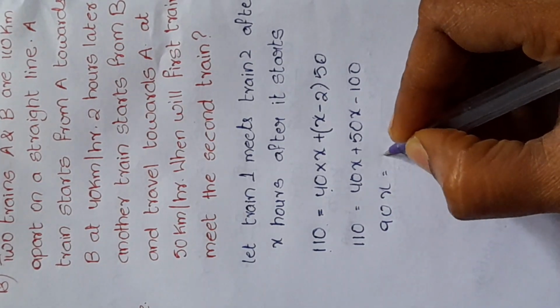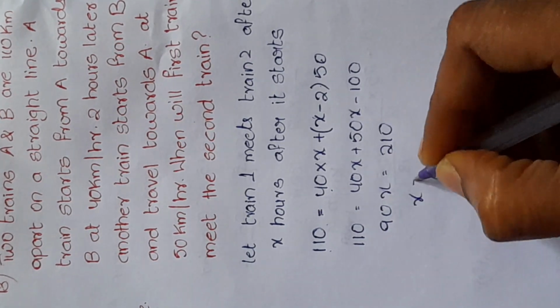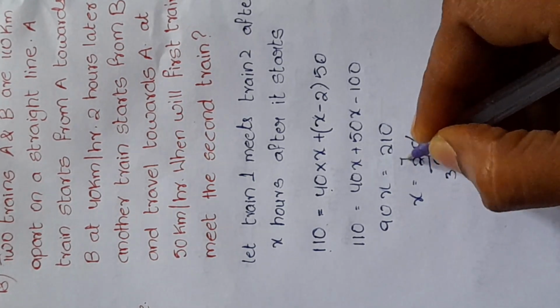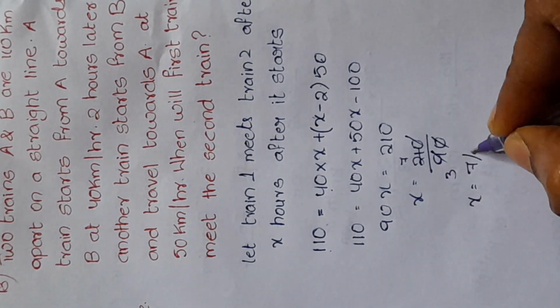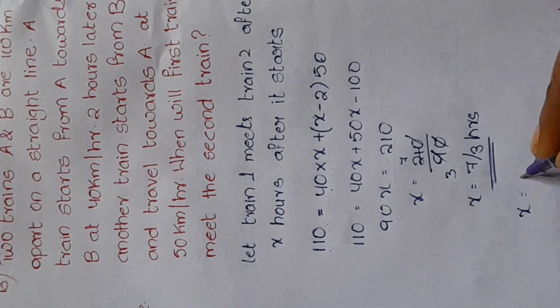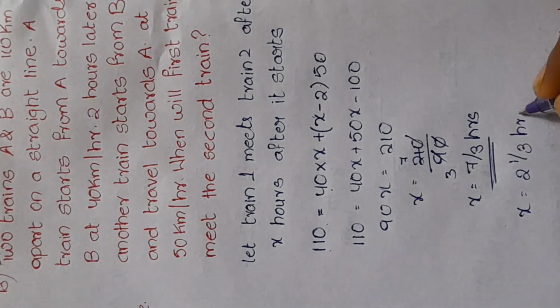90x is equal to 210. x is equal to 210 by 90. The 0, 0 gets cancelled. 3 3s are 9, 3 7s are 21. So x is equal to 7 by 3 hours. We can write this as x is equal to 2 1 by 3 hours.